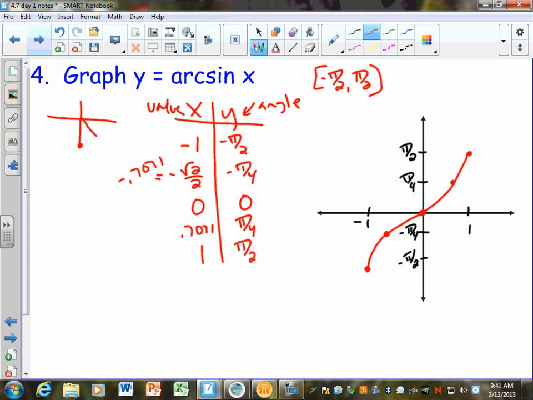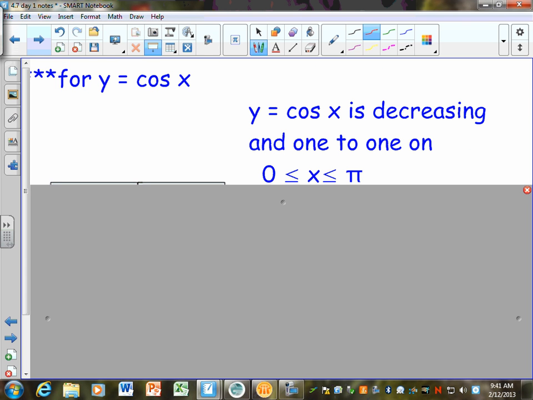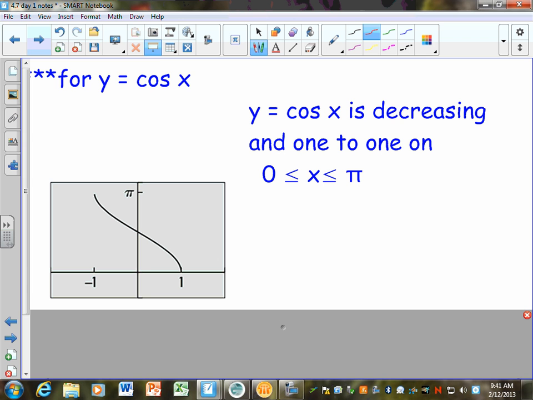I do recommend that you write this, but you don't necessarily have to copy the picture. For cosine of x to have an inverse, again, it has to be either increasing or decreasing the whole time. It has to be one to one. And the place that happens is from 0 to pi. So your answers only can be between 0 and pi. There's lovely pictures in your books that I copied. You don't have to copy the picture here, but that's what it looks like. Again, notice that the x-axis goes from negative 1 to 1. The y-axis only goes from 0 to pi, because otherwise it would not pass the horizontal line test.